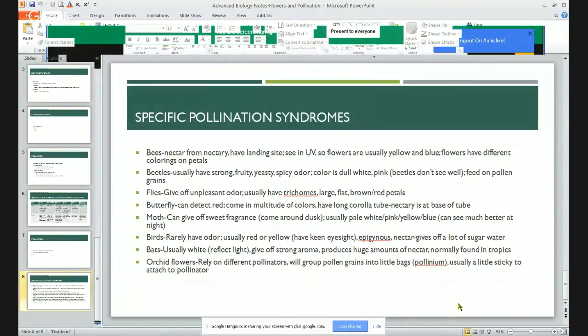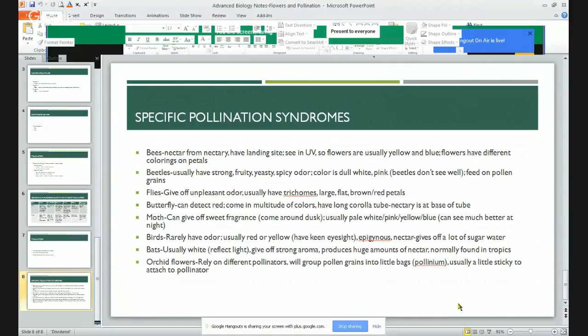So, if you are pollinated by butterflies, they can detect red colors, so it's not uncommon for those to be shades of red, although they can come in different colors. And because of the butterflies' long mouths, they've got a long corolla tube, and the nectar is down there at the bottom of that tube, since that's anatomically how the butterflies are built.